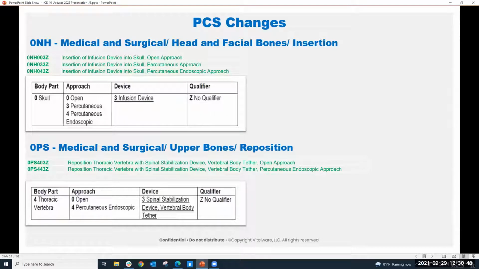You can see that infusion device was added as a device here, and these codes will identify procedures such as the implantation of an Ommaya reservoir for the intracranial administration of chemo.